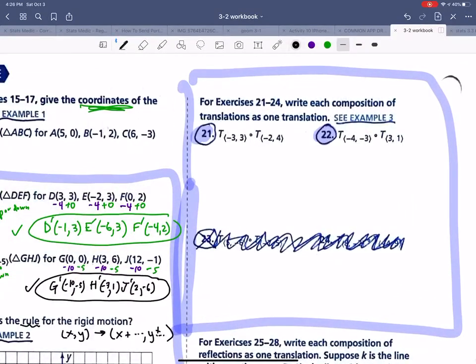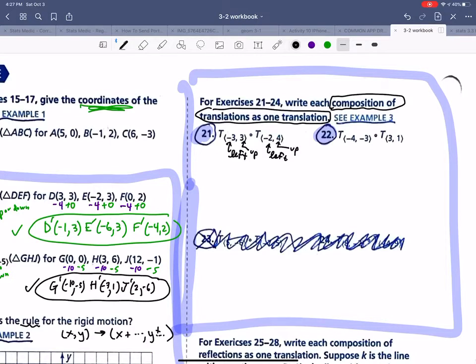For exercises 21 through 24, we're going to write each composition of a translation as just one translation. Imagine if you moved left 3 and then left 2. That's the same as just left 5, right? This is 3 up and this is 4 up, so that would be the same as up 7. Logically, this makes sense.